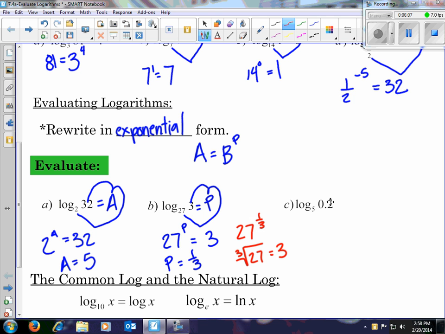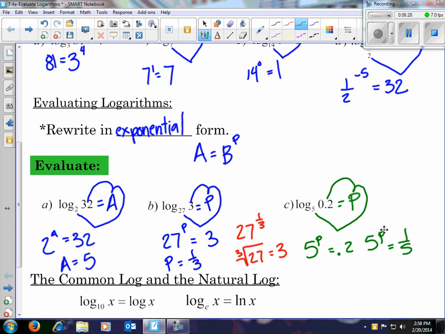And the last one, 0.2 is the same as 1/5. So I'm going to set this equal to P. So then I have my heart, like this. So I have 5 to the power is equal to 0.2, or I can write it as 5 to the power is equal to 1/5.